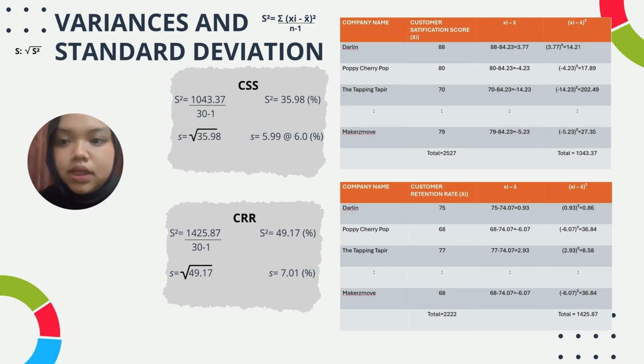To calculate the variance and standard deviation, first, calculate the mean of the CSS score. Second, subtract the mean from each value to get the deviation. Third, square each deviation, sum them up, and divide by the total number of data points minus 1 to get the variance. And lastly, take the square root of the variance to find the standard deviation. The variance for CRR is 49.17 and the standard deviation is 7.1%.